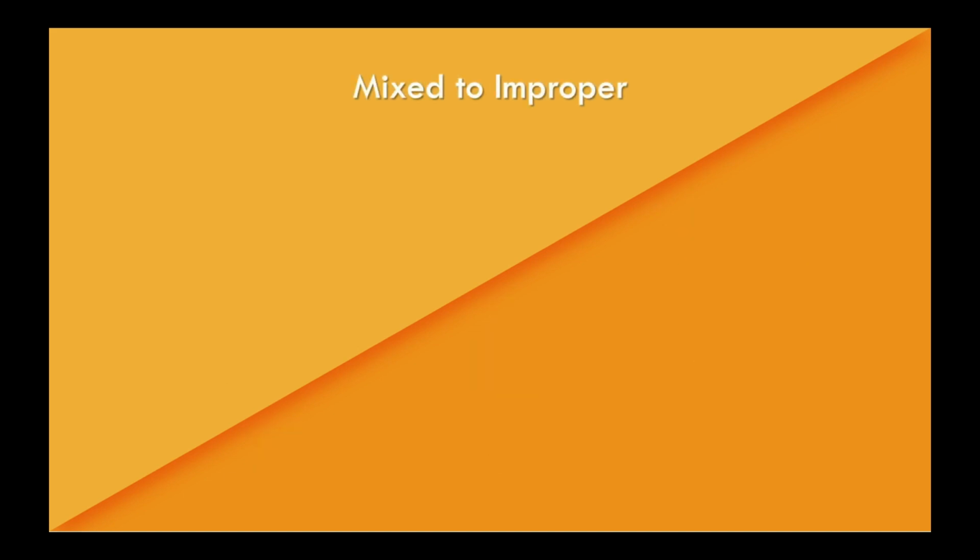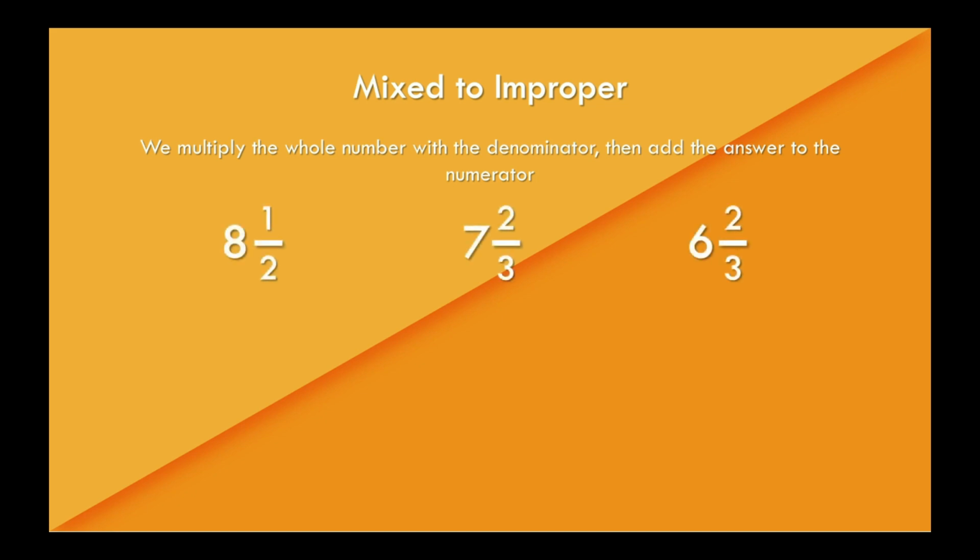Now let's look at the reverse, changing a mixed fraction into an improper fraction. It is quite straightforward. You just need to remember the pattern. We can use our practice questions as an example so we can reverse engineer them. The first thing we need to do is multiply the whole number with the denominator, then add the answer to the numerator. So let's see how this works.